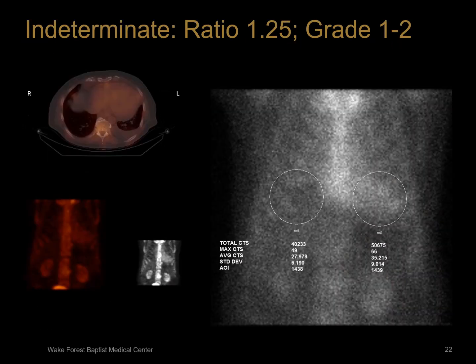This is a case that was indeterminate for transthyretin cardiac amyloidosis. You can see the grade is maybe grade 1 or 2, similar to the ribs, but the ratio didn't turn out to be high enough. The ratio was 1.25, so it wasn't totally diagnosis of transthyretin cardiac amyloidosis.